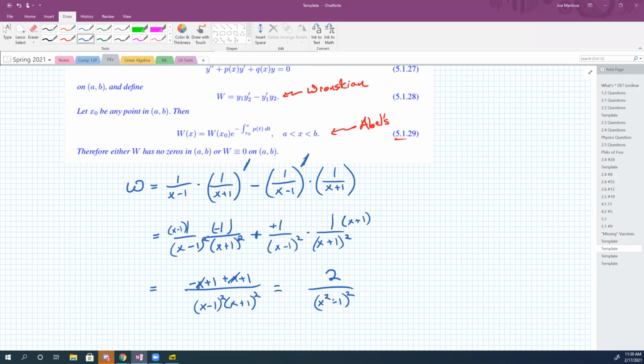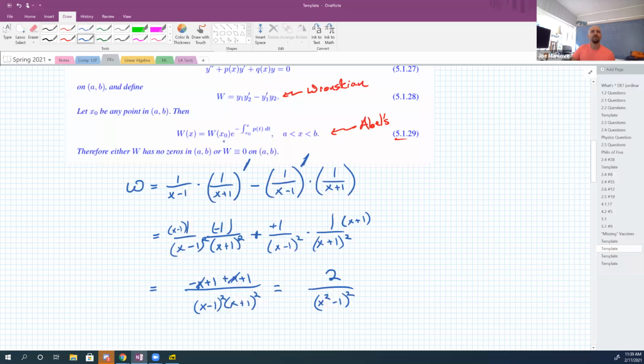Okay, so now in order to verify Abel's, I'm looking at this function here. That's W of x, right? And I'm wondering, is that equal to this thing? Well, I'm supposed to let x naught be any point. I'm going to set this thing aside as a constant, and I'm just going to fiddle with this integral up here. You guys with me on that?